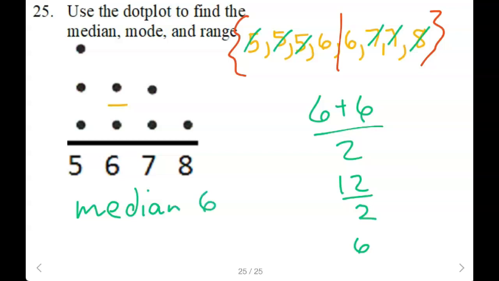Mode is the one that occurs most, and that's 5. And then the range here is the biggest minus the smallest. 8 minus 5 is 3. So we have a range of 3.